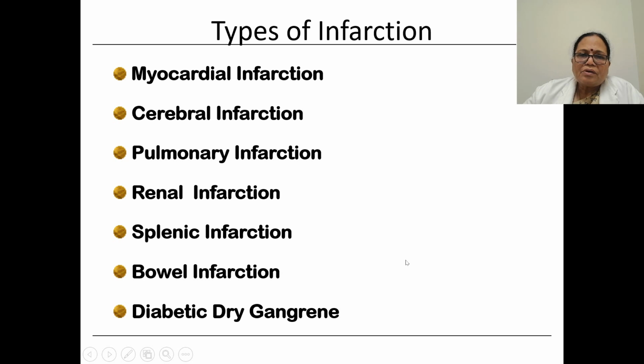So, what are all the types of infarctions? We'll go into the myocardial infarction, cerebral infarction, pulmonary infarction, renal infarction, splenic infarction, bowel, and diabetic dry gangrene. I think you know by now general pathology is mostly over. Gangrene is of three types: dry gangrene, wet gangrene, and gas gangrene. So, here we talk about diabetic dry gangrene.